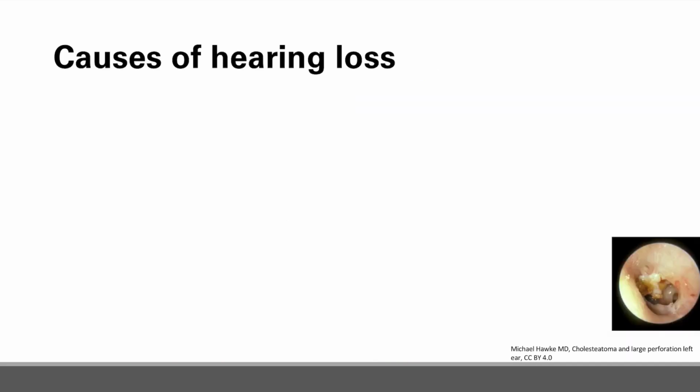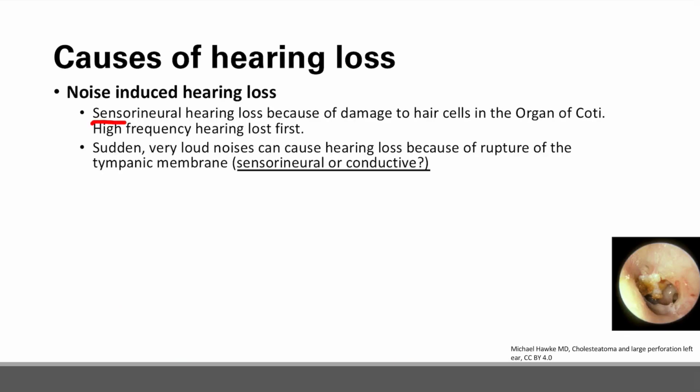Now let's talk about causes of hearing loss. There's going to be three we're going to talk about. The first one is noise induced. And this is because of damage to the hair cells in the organ of Corti, in the cochlea. Remember, those hair cells are the ones that vibrate and then will transmit signal to the nerve that's responsible for hearing. And what you're going to lose first is high frequency hearing. And this is sensory neural.